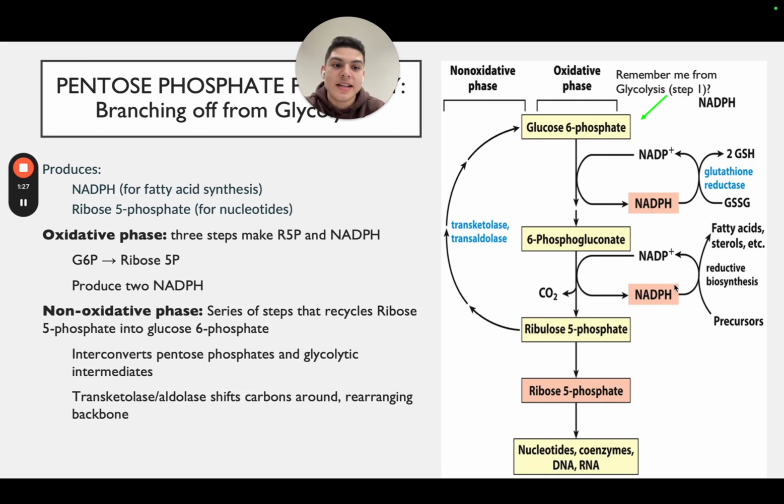That's the distinction. NADPH will help you build fatty acids. It'll be a precursor for sterols, for your steroids and steroid hormones. So NADPH builds molecules. NADH is used for the ETC, for ATP production via oxidative phosphorylation. So that's the oxidative phase. And there are 3 steps where you end up making, and this is what you do have to memorize, ribulose 5-phosphate. And you form the NADPHs along the way.